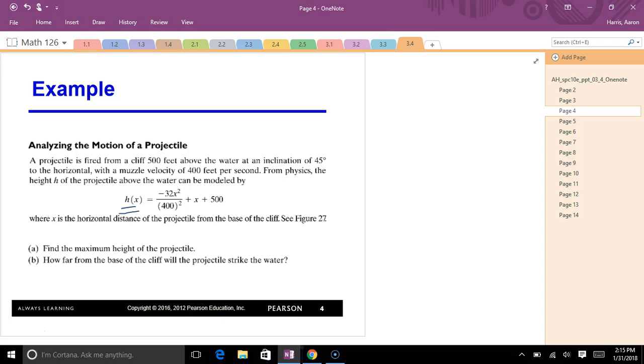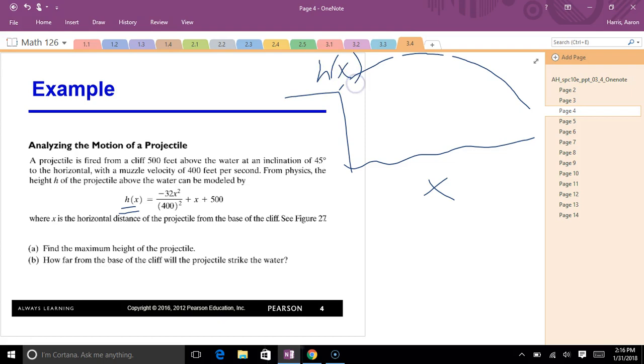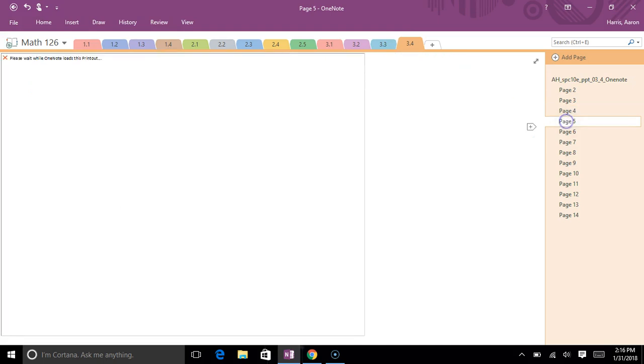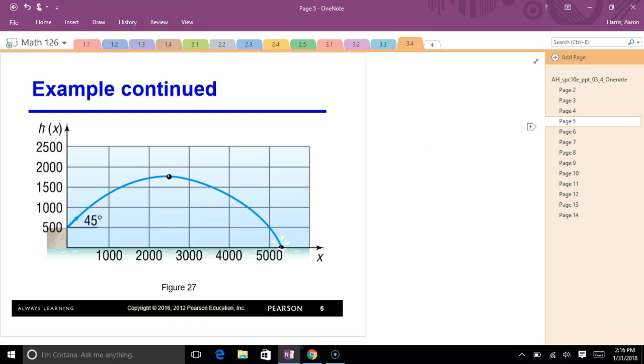So we've got this thing, it's a quadratic. You're shooting this thing from a cliff 500 feet above the water at 45 degrees. So this is our x distance out, and h of x is how high you're at based on how far out. If you're out 20 feet, you plug it into the equation and figure out how high you are. Okay, so find the maximum height of the projectile. We're going to do this orally. How far out are we going to be?